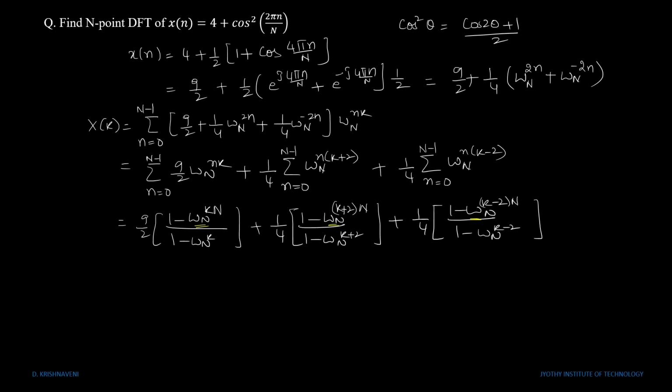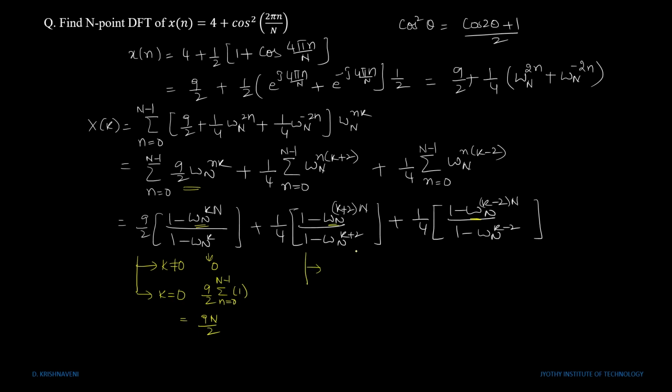Now we have to check for what value of k the denominator might become 0. Here when k equal to 0, W_N to the power of k will be 1 and the denominator will become 0. So for k not equal to 0, the solution of this summation is 0, since 0 by (1 minus W_N to the power of k) is 0. But when k equal to 0, the denominator will also become 0. It will be 0 by 0 form, which we cannot take. So we have to substitute k equal to 0 in the summation. 9 by 2 into summation n equal to 0 to N minus 1 of 1 we will get, which is 9N by 2.